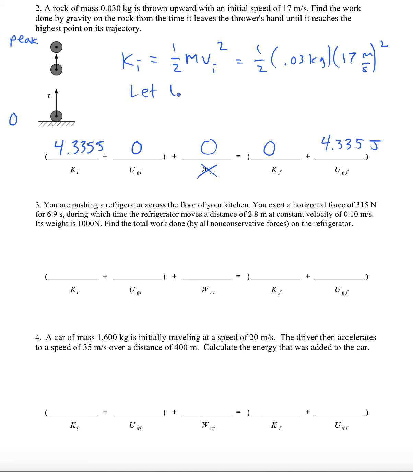So if you let the U_G at the end equal 4.335 joules, then you could set that equal to mgh, and then solve for the height that the object will actually go. So it'll be 4.335 equals 0.03 times 9.8 times h. And if you just solve, you'll get a height of 14.7 meters.